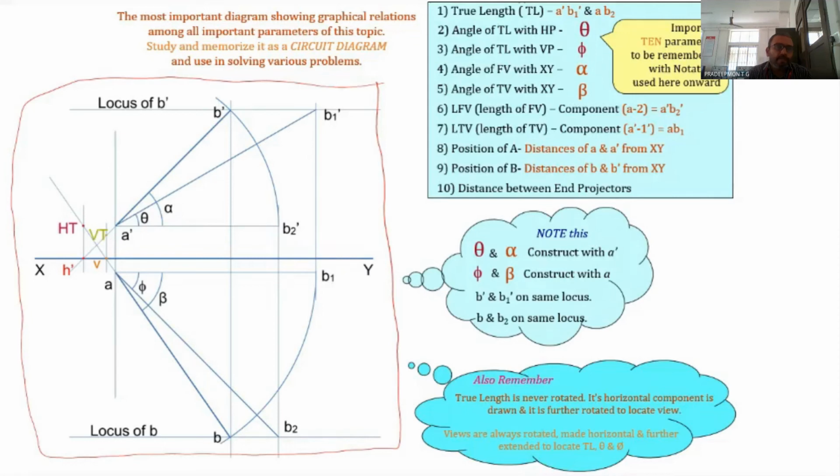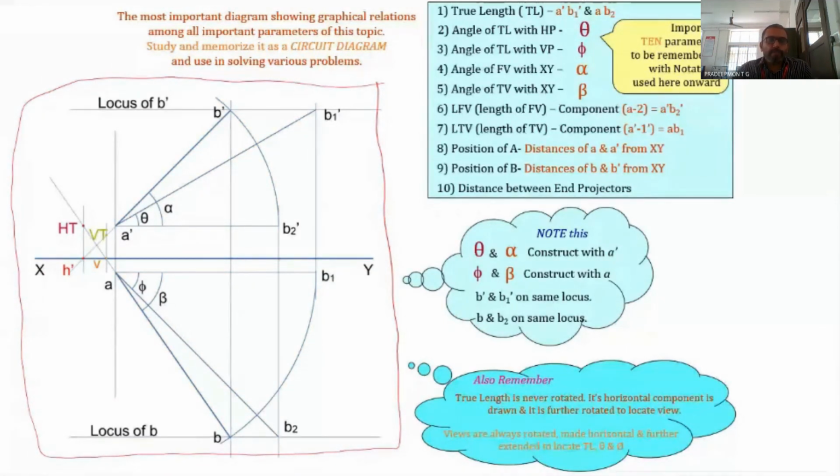HT is obtained by extending the front view A dash B dash to the XY line, and that particular point is marked as H dash, and this point is projected to the extension of the top view, and that is point HT. In order to get the VT, the top view is extended to get the point V, and this V is projected to the extension of the line A dash B dash, and that particular point is VT. So almost everything is covered in this particular figure, and you have to remember this figure.